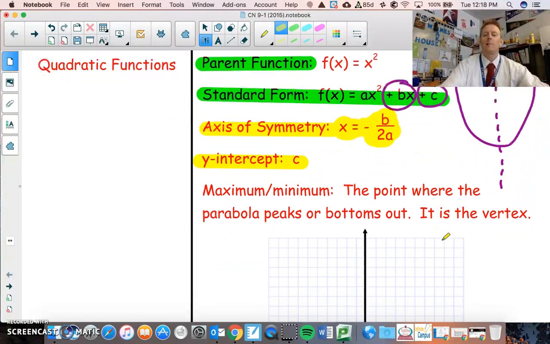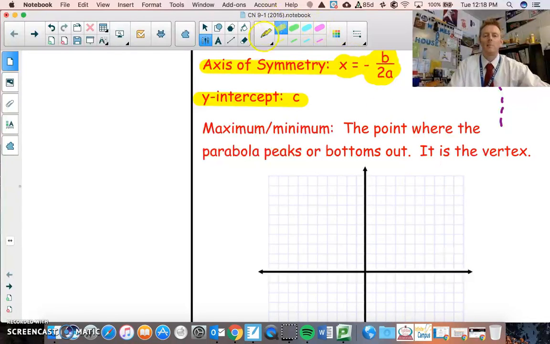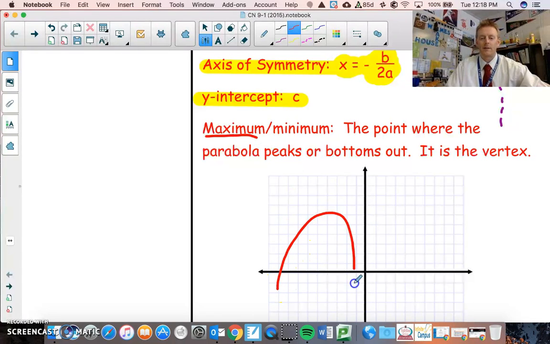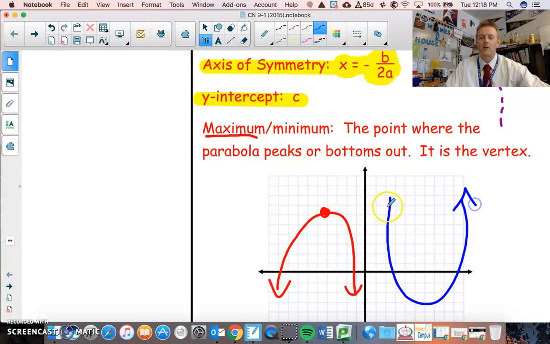And then depending on what type of graph we have, we're going to have either a minimum value or a maximum value. So we're going to have a maximum value if we have a parabola that looks like this, because they'll have a vertex up here, which is the maximum value. Or it will have a minimum value if our parabola is opening upward, because that's the smallest value that we could possibly have. So that would be my minimum. So it's the point where the parabola peaks or bottoms out.